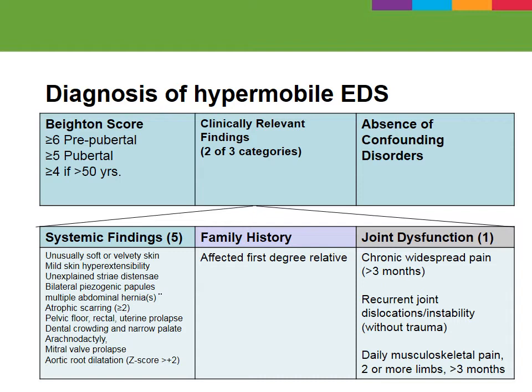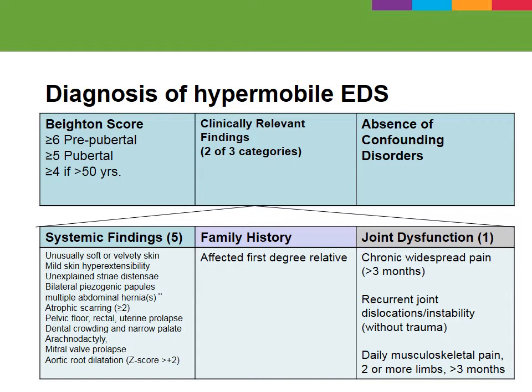The systemic findings include unusually soft or velvety skin, mild skin hyperextensibility, unexplained stria distensae, bilateral piezogenic papules, multiple abdominal hernias, atrophic scarring, prolapse of the pelvic floor, meaning rectal or uterine prolapse, and this is in patients who have not undergone a pregnancy, so in other words, prepubertal children of both sexes or nulliparous women. And then other findings including arachnodactyly, dental crowding and narrow palate, mitral valve prolapse, and aortic root dilatation.